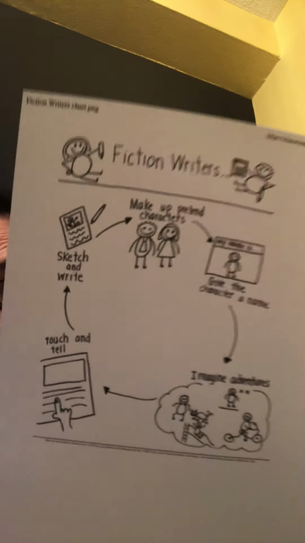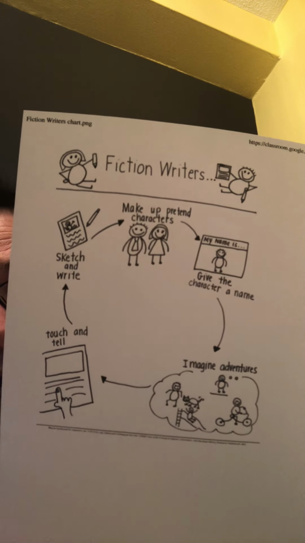Now, I provided a how to write a realistic fiction book chart, which we're going to talk about. I provided this one, and I also provided this one, which we're going to talk about. You'll see under writing tools. And I think there's even a third one. You just pick the one that works best for you.